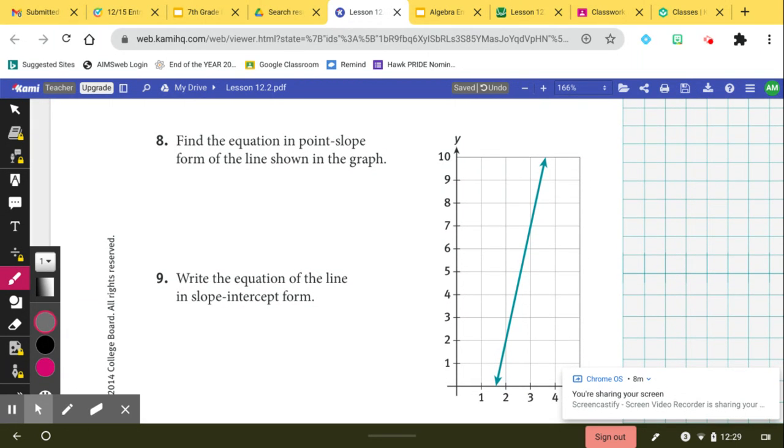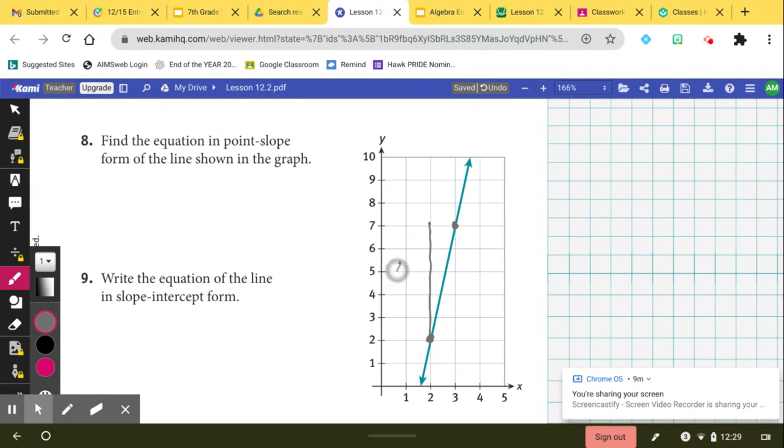So then it says find the equation in point-slope form of the line shown in the graph. So I need a point and I need the slope. So let's first start off with finding slope. Well, in order to find slope, I need to find 2 points. So there's a nice point here, nice point here. Remember, my slope is rise over run. So I'm going to go up 1, 2, 3, 4, 5. So my change in y is 5. And my run, my change in x, is equal to 1. So my slope, change in y over change in x, is 5 over 1, or just 5.